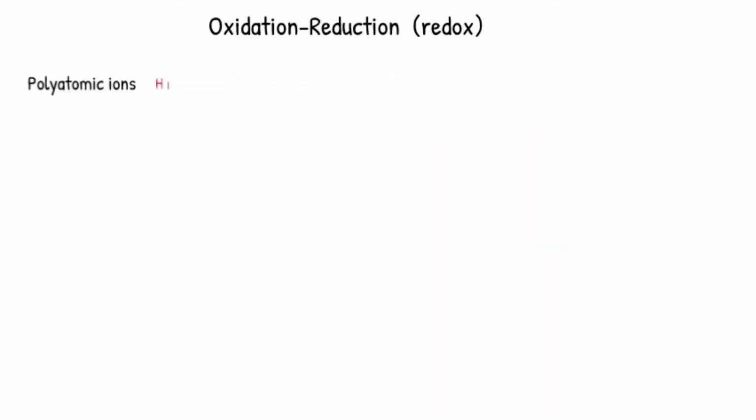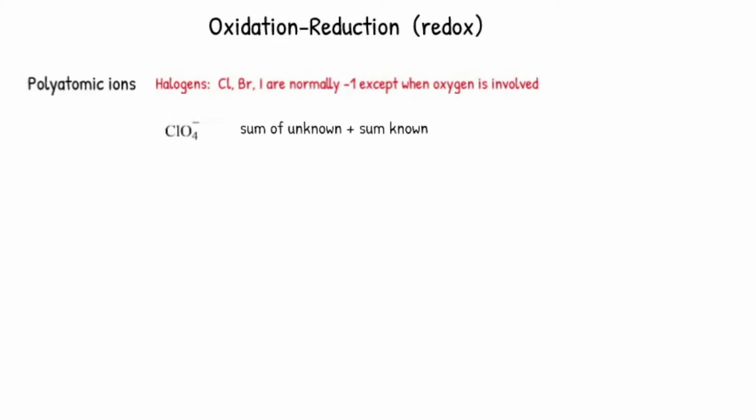Polyatomic ions. The halogens chlorine, bromine, and iodine are normally -1 except when oxygen is involved. So for example, ClO4- is the perchlorate ion. In order to determine the chlorine's oxidation state, we'll use the sum of the unknown plus the sum of the known is equal to the charge.